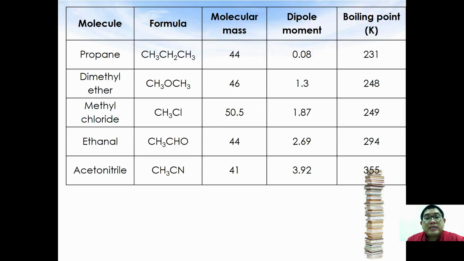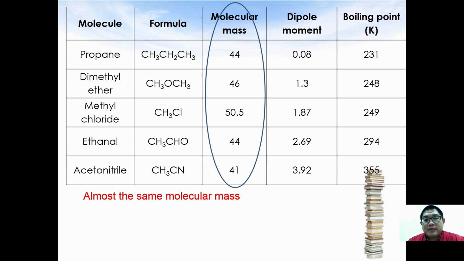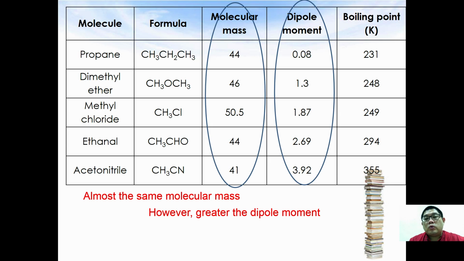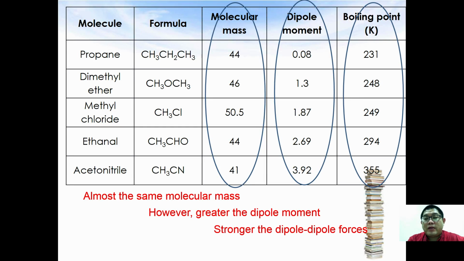So this is the second factor that will influence the weak van der Waals forces. We are now comparing a few organic molecules, all of them with almost the same molecular mass. However, their dipole moments are different. So you can see that as the dipole moment becomes greater, the dipole-dipole attraction forces become stronger and hence increase their boiling points. So this is the second factor that will influence the boiling point if they have almost the same molecular mass.